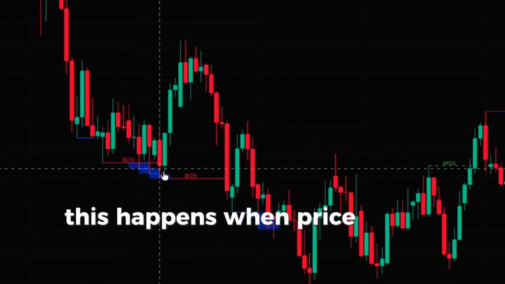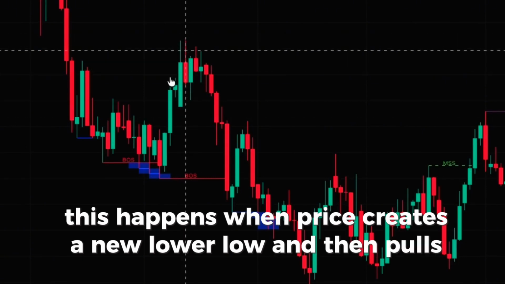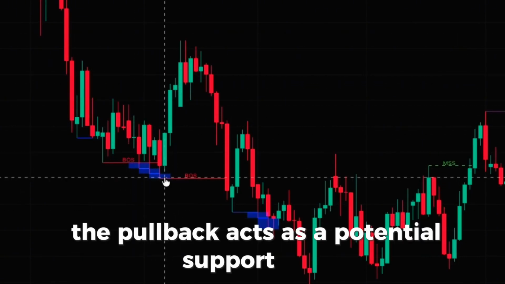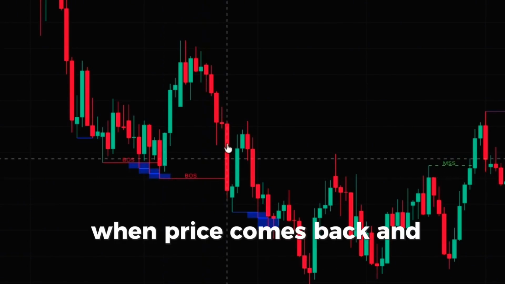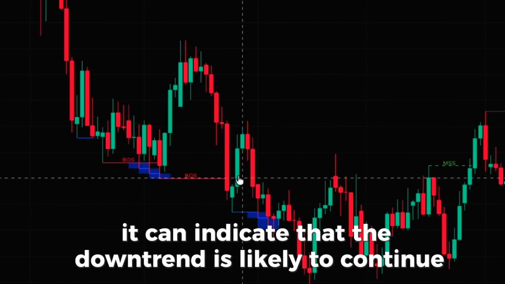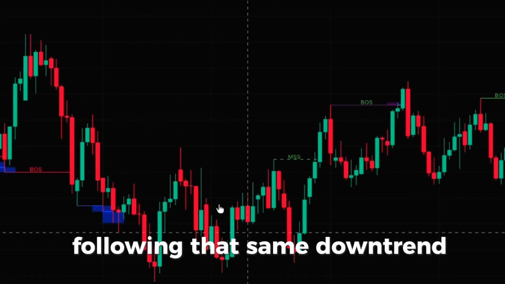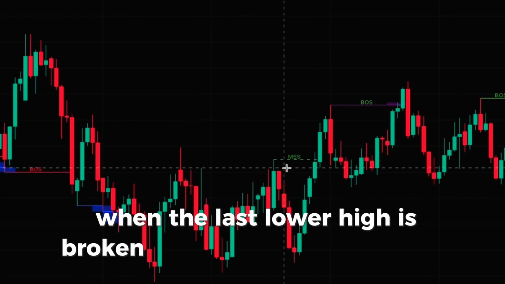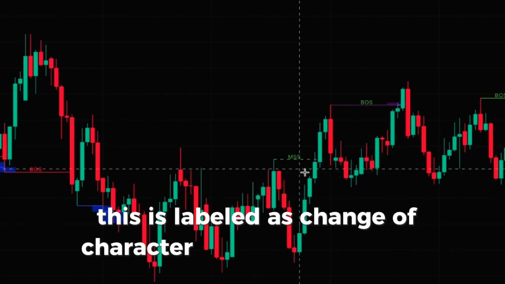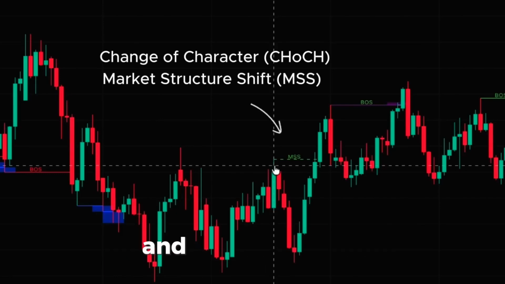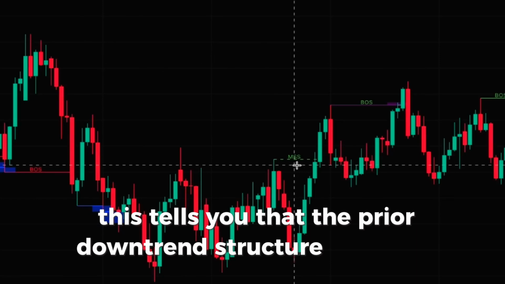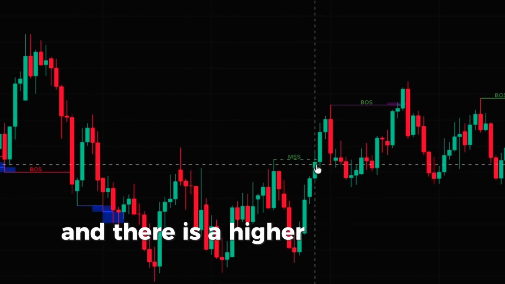This happens when price creates a new lower low and then pulls back. The low that forms before the pullback acts as a potential support level. When price comes back and closes a candle below that level, it can indicate that the downtrend is likely to continue. Following that same downtrend, when the last lower high is broken and a candle closes above that high, this is labeled as change of character or market structure shift and marked by MSS. This tells you that the prior downtrend structure has been broken and there is a higher chance that a reversal is taking place.